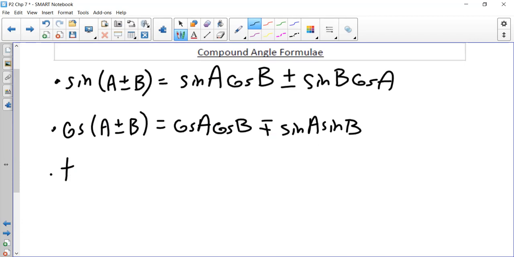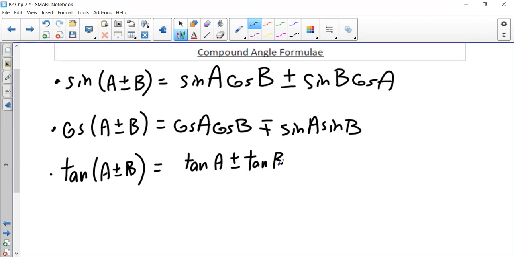And last but not least, the tan. Tan A plus and minus B equals tan A plus and minus tan B over 1 minus plus tan A tan B. Quite self-explanatory. With tan A plus B, we do tan A plus tan B over 1 minus tan A tan B. If we're going for the upper route, we follow the upper sign. If we go for the bottom route, we follow the bottom sign.